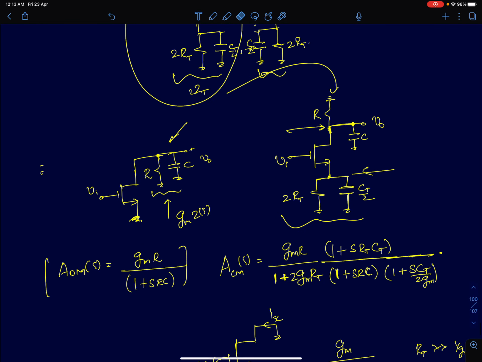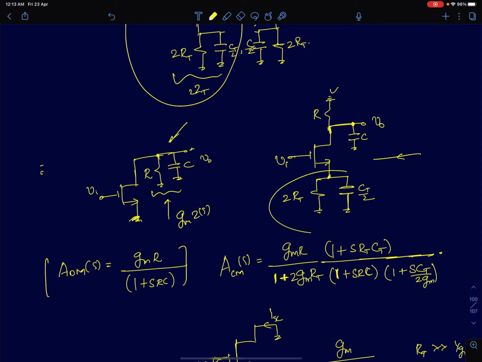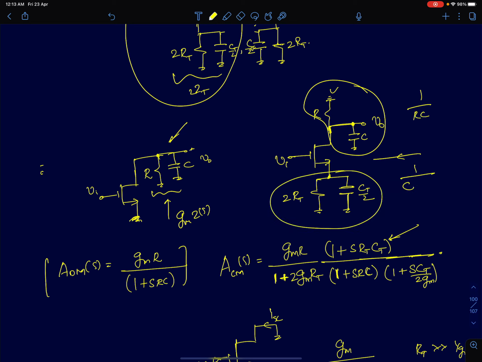Now on the other hand, for a common mode half circuit you have two capacitors, and we have already analyzed this circuit. We saw a circuit like this has two poles and one zero. The zero is given when this impedance blows up to infinity, so that will be 1 by RTCT. So that's what is shown here. And for the circuit, there are two poles. One pole is at the output whose value is given by 1 by RC. The other pole is at this node whose value is given by 1 by (CT by 2) into (2RT in parallel with 1 by GM).